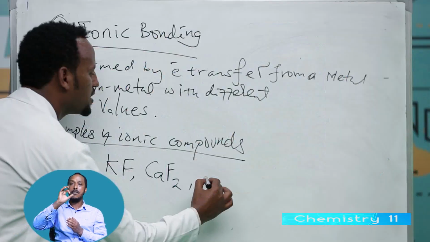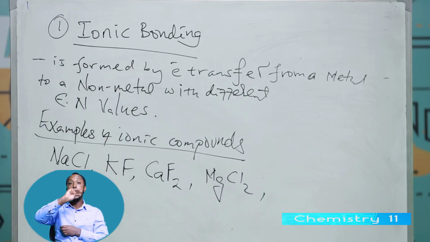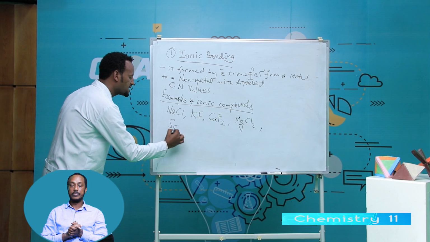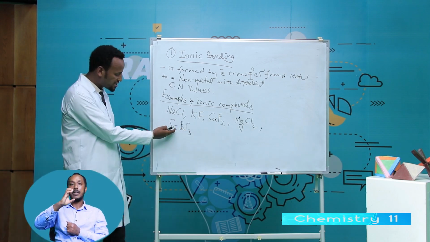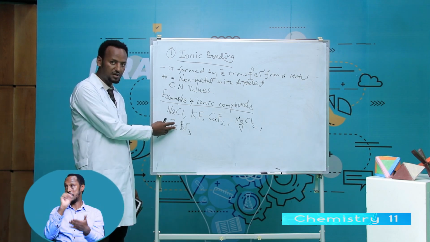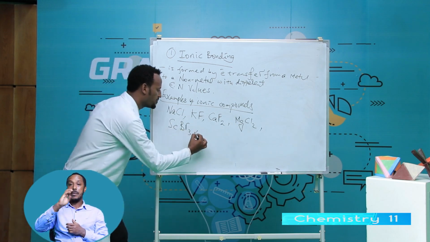Another ionic compound, magnesium chloride. Magnesium chloride is an ionic compound. A transition element, for example, scandium bromide. You know transition elements are metals. Scandium is the first transition element, atomic number 21. Therefore, scandium bromide is an ionic compound.